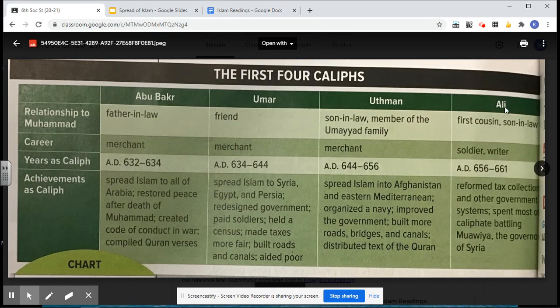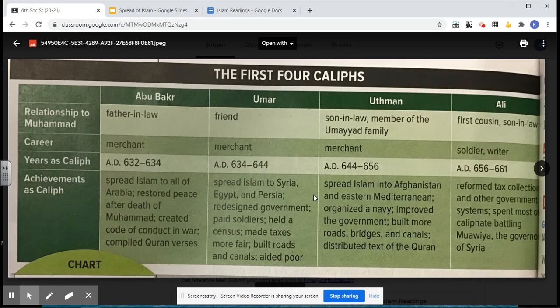But as we see with Ali here, he has a few other things going on. He's more interested in reforming tax collection, reforming government systems, and he spends most of his time in war with a neighboring kingdom. And as you can tell based on his career, he was a soldier, so it makes sense that instead of focusing on business or trade or even the religion itself, he's more focused on structuring the government how he wants it, and he's interested in being in a battle with this group over here.